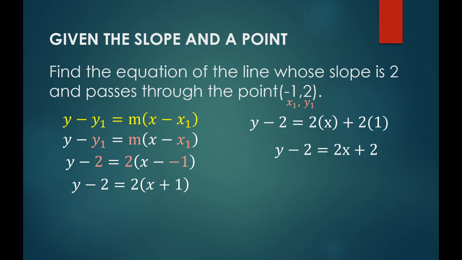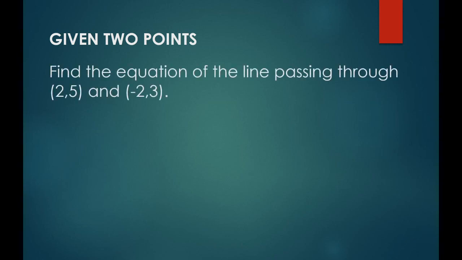Again, we have to remove negative 2 from the side of y. So let's add positive 2. And y is equal to 2x plus 4. What if we were given 2 points? Find the equation of the line passing through 2, 5 and negative 2, 3.